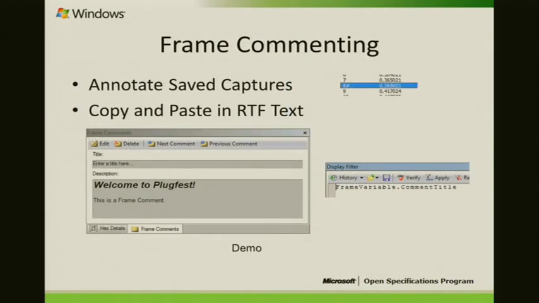Okay, so frame commenting. This is a way you can annotate a trace. You put some interesting metadata information to describe something you see, a problem, maybe some interesting traffic. And so we allow you to add comments, and I'll show this as well.